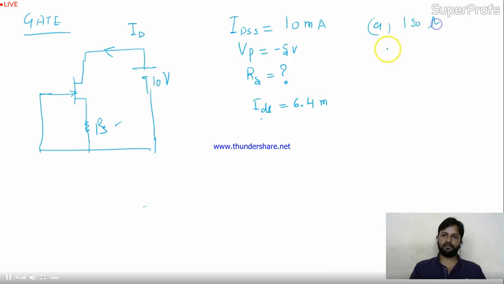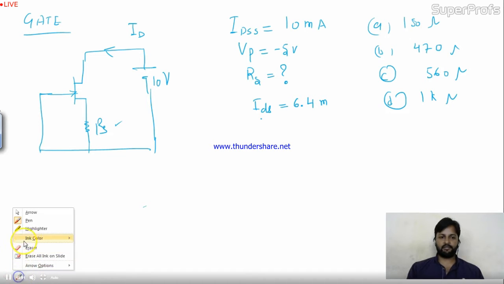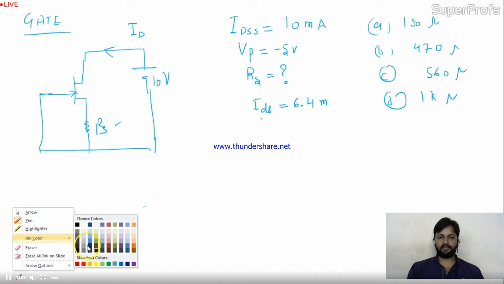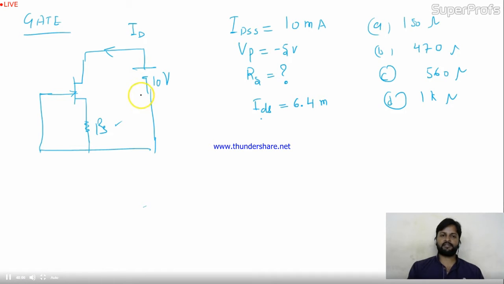And your options are given: A, 150 ohms, B, 470, C, 560, and D it's 1K, given in ohms. Okay, so friend, this is the question given and they're asking for the RS. Find out the value of RS. So this is the JFET they have given.